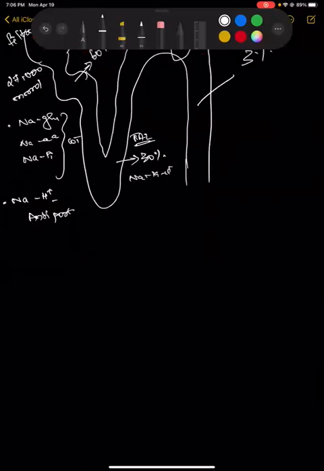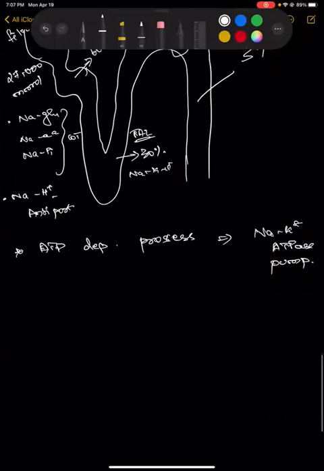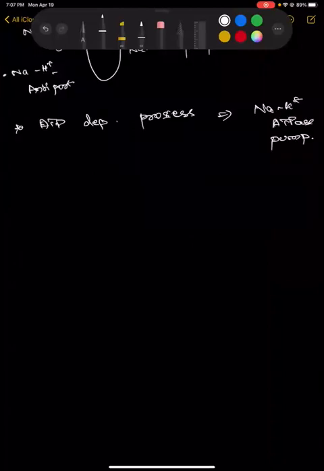And all of this reabsorption of sodium is an ATP dependent process, because for all of these channels to work, we need the sodium potassium ATPase pump. And this also plays a major role in the feedback mechanisms, which I'll talk about later.